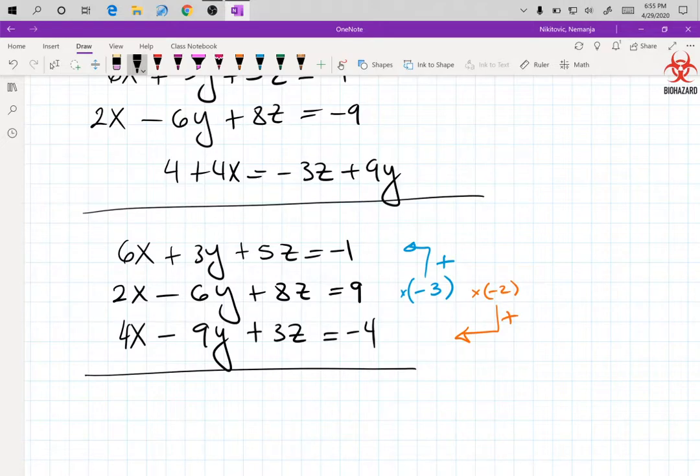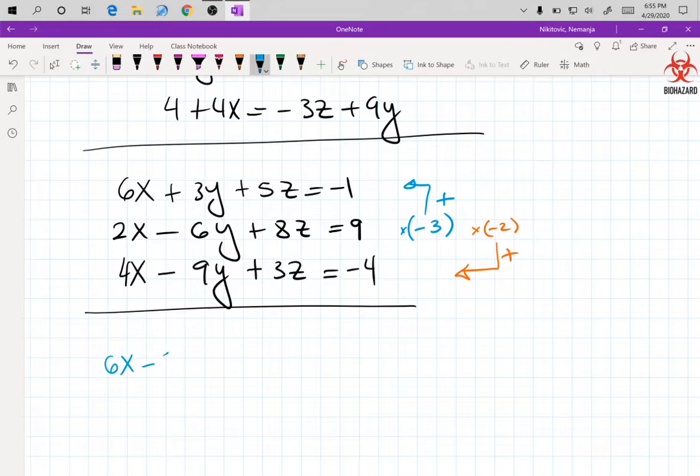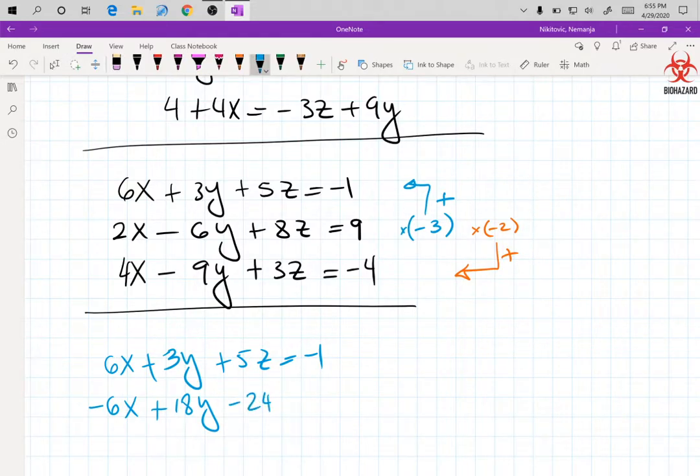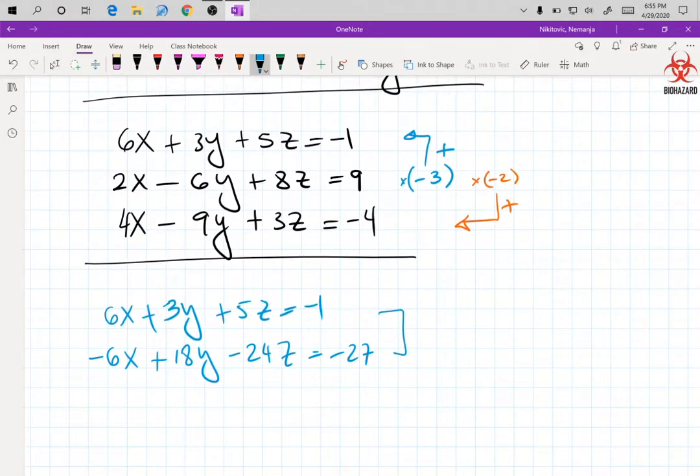So the blue one, I have 6x plus 3y plus 5z equals negative 1, and the bottom equation multiplied by negative 3 gives me negative 6x, positive 18y, negative 24z equals negative 27. And when I add them, x's die, so I just have 21y minus 19z equals negative 28. 21y, negative 19z, let's call that good.